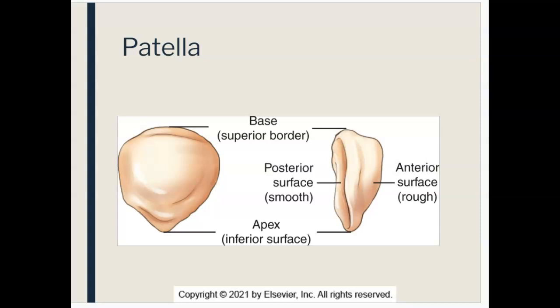Last but not least, we need to review the patella. Again, the patella is the largest sesamoid bone in the body. The patella is a flat triangular bone. Something to note, the base is going to be the top and the apex is going to be the bottom. So make sure you know that. The anterior surface is going to be rough and the posterior portion is going to be smooth.